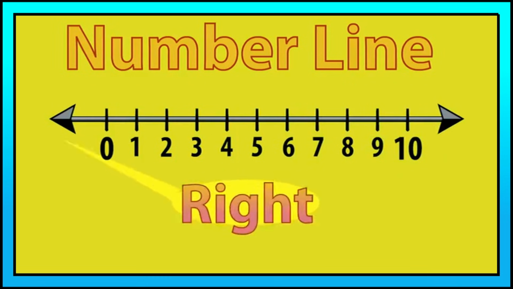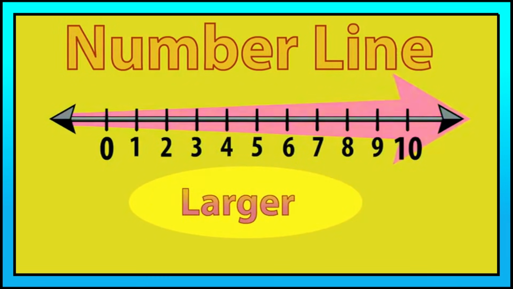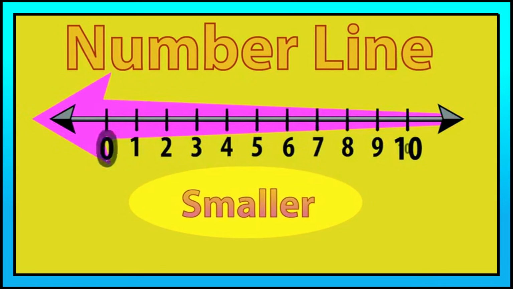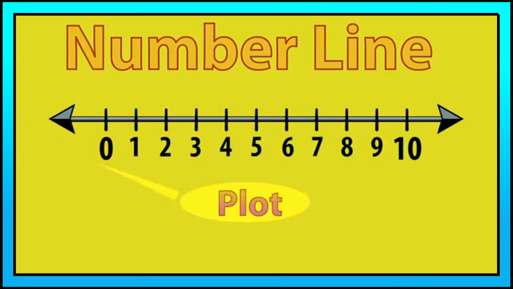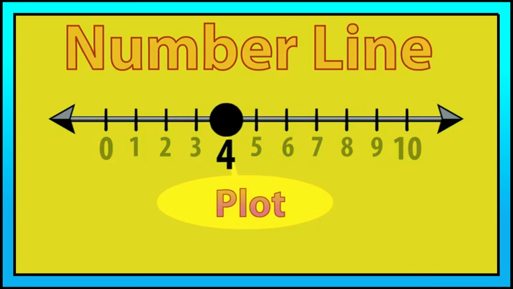As we move to the right, the numbers get larger. As we move to the left, the numbers get smaller. Let's plot the point 4 on the number line. Draw a dot at the tick mark with the number 4 below.